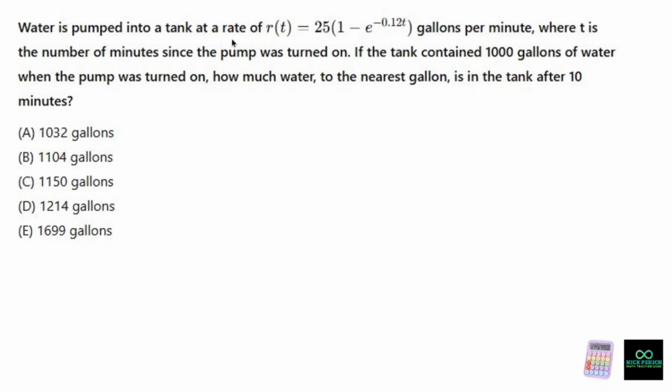So this is what we're going to do. We're given the rate. The rate's not going to give us the amount of water after 10 minutes, but the integral of the rate is going to give us the amount of water after 10 minutes. So we're going to run to our calculator and find out what that's going to be, and we're literally going to let our calculator do all the work. Once we find that number, we add the 1,000 gallons already in the tank. Add those numbers up, see what happens.